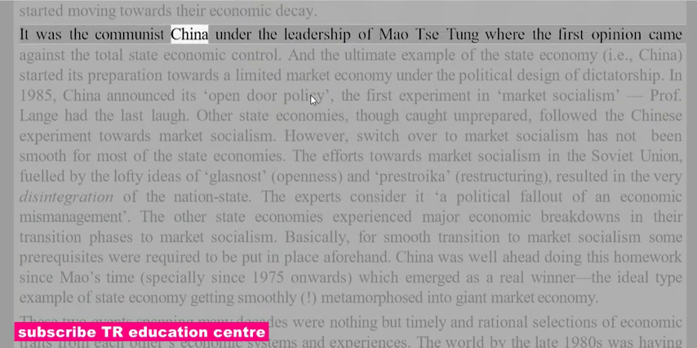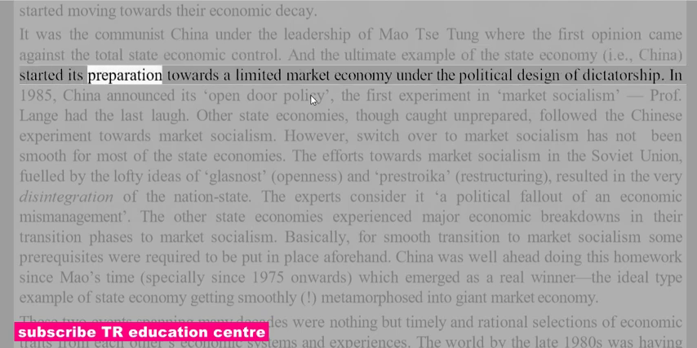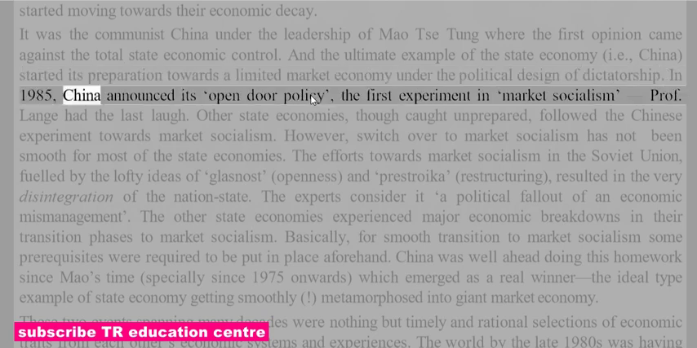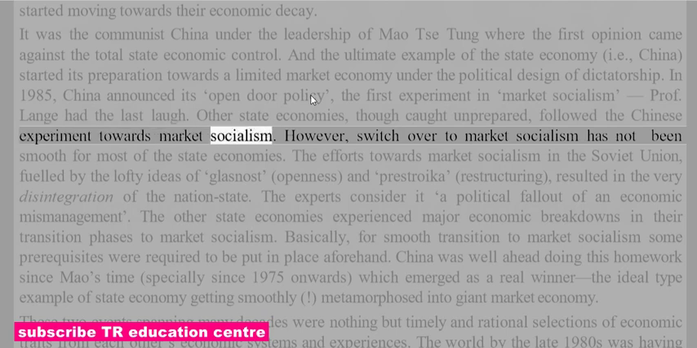It was communist China under the leadership of Mao Tse-tung where the first opinion came against the total state economic control. And the ultimate example of the state economy, i.e. China, started its preparation towards a limited market economy under the political design of dictatorship. In 1985, China announced its open door policy, the first experiment in market socialism. Professor Lange had the last laugh. Other state economies, though caught unprepared, followed the Chinese experiment towards market socialism.